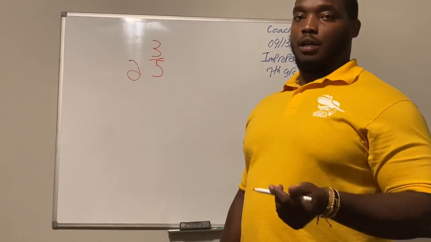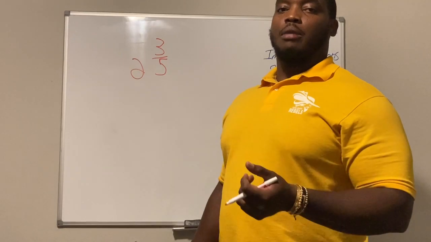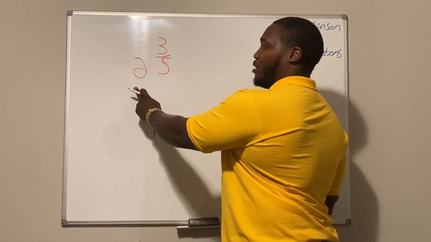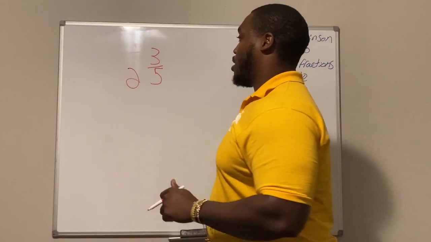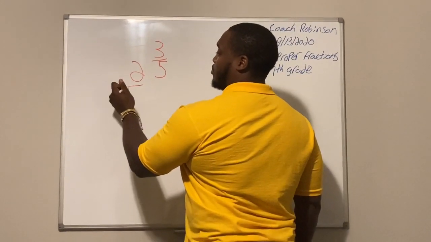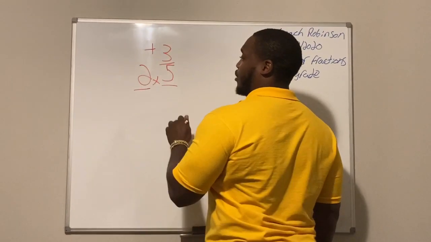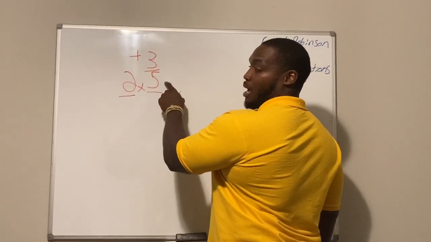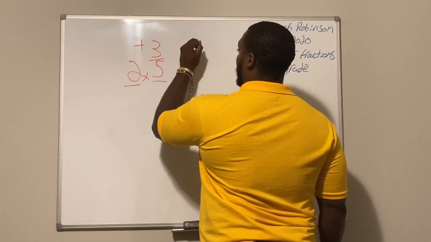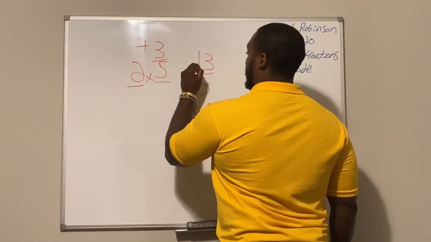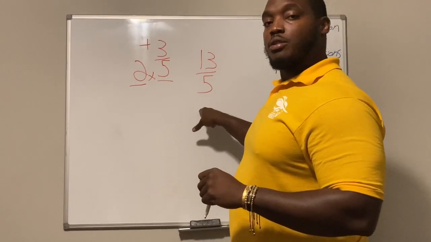So now I'm going to show y'all how to convert a mixed number into an improper fraction. Now, a mixed number is a whole number and a fraction, right? So if I wanted to turn this into an improper fraction, I have to multiply the whole number by the denominator and then add the numerator. And then after you do that, you want to keep your denominator the same. So in this case, 2 times 5 is 10, plus 3 is 13. And then we want to put that over 5. So 2 3/5 expressed as an improper fraction is 13/5.